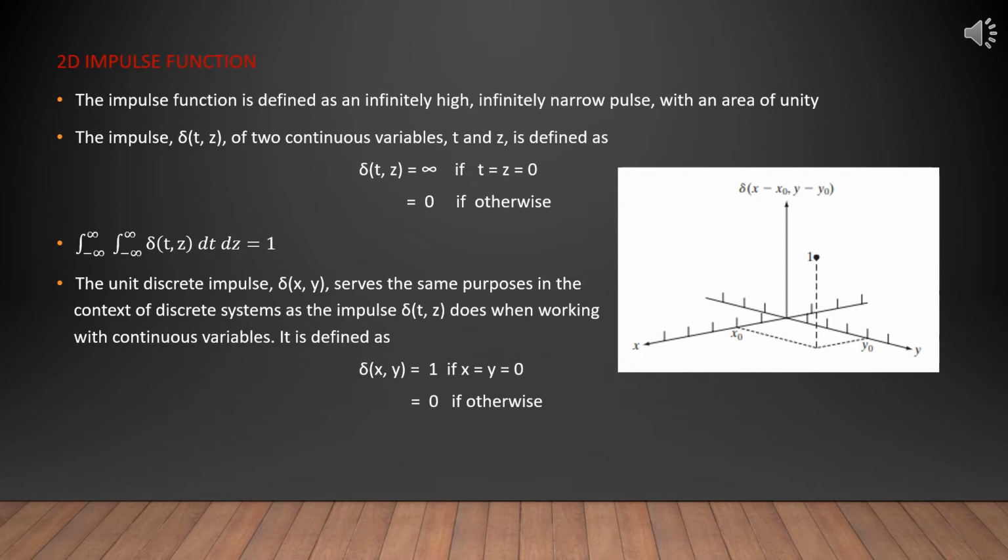Similarly, we can define the discrete unit impulse also. It serves the same purpose as the continuous impulse function, but here x and y are discrete. So del of x comma y is equal to 1 if x equal to y equal to 0, and 0 in other cases. In the figure we can see a discrete unit impulse function located at x0 comma y0. Del of x minus x0 comma y minus y0 will be 1 only when x equal to x0 and y equal to y0.